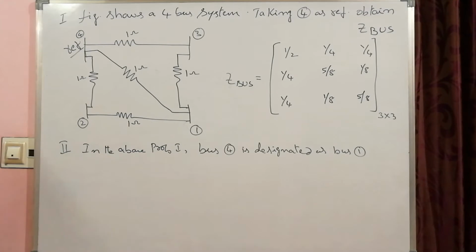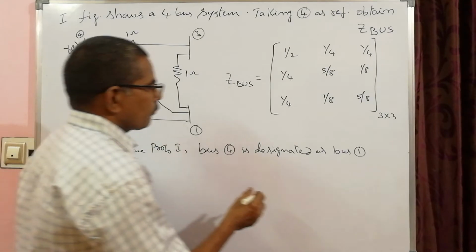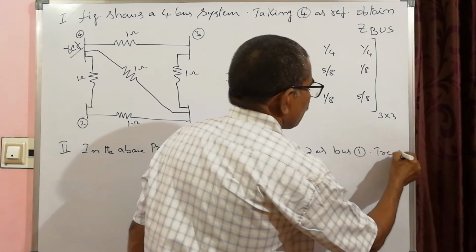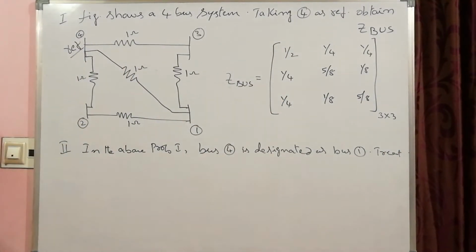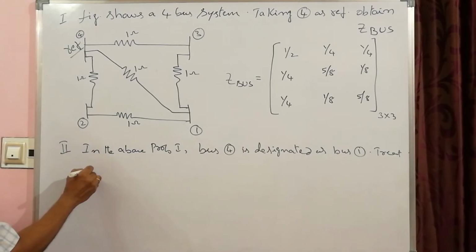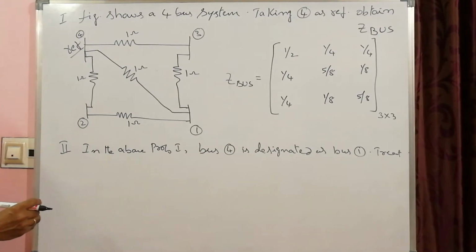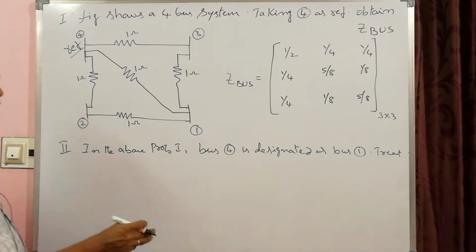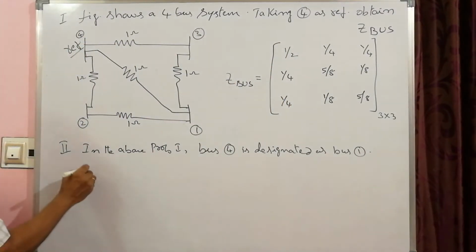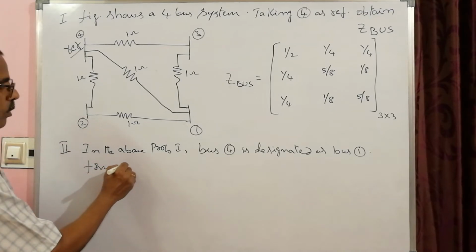Bus 4 is designated as bus 1. So, treat 1 as reference, So 4 is designated as bus 1. Form Z bus.